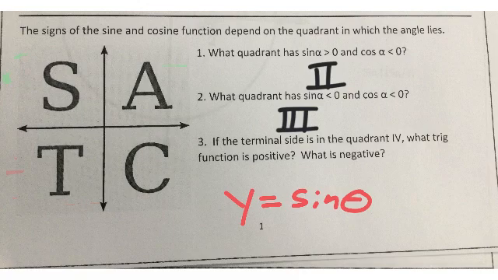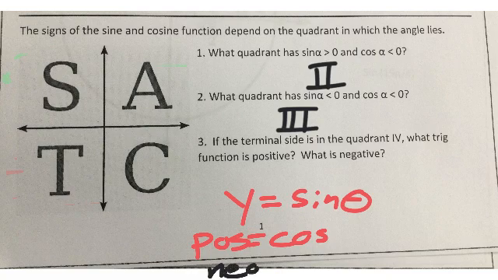If the terminal side is in quadrant 4, which trig function is positive? The fourth quadrant puts me here. The positive trig function would be cosine. So I would say positive equals cosine. What is negative? Right now we're just focused on sine and cosine, so sine would be negative. Tangent would also be negative there, but we're not talking about tangent yet.